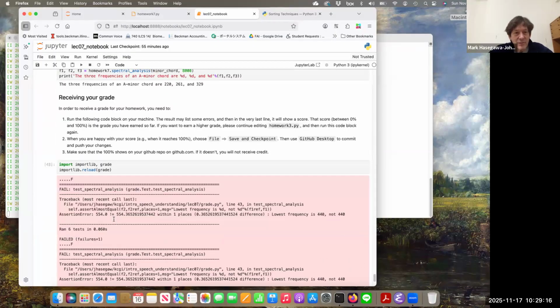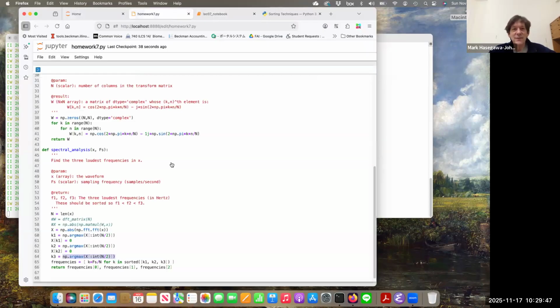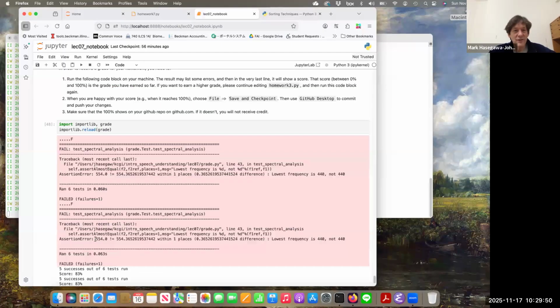We run the grading code and we find the lowest spectral frequency is 440, not 440. Five hundred and forty point zero is not equal to 540.36. That's a pretty small error. That doesn't look like an error that's worth worrying about. All right, so if you get this error that 554 is not equal to 554.4, don't worry about it. Go ahead and check in your code anyway.